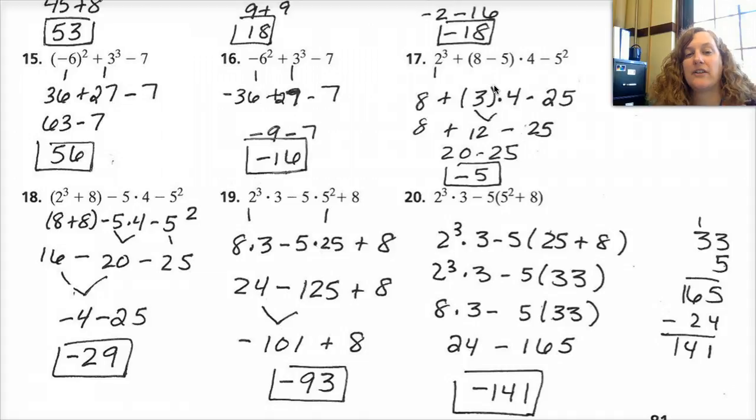Here we have exponents and groupings. My grouping is 8 minus 5 is 3. 2 to the third is 8. 5 squared is 25. So I have 8 plus 3 times 4 minus 25, which is 8 plus 12 minus 25, which is 20 minus 25, which is -5.